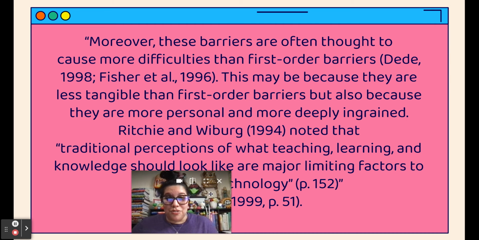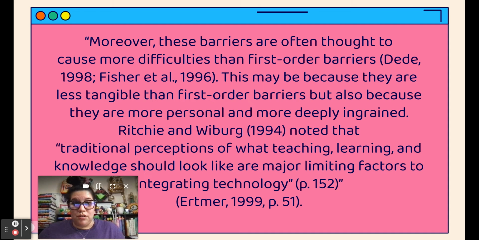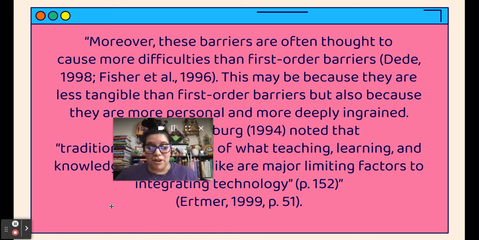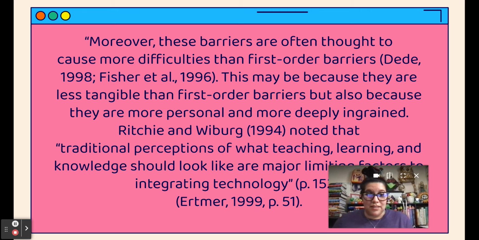So, I also thought it was important to include that these barriers often are thought to cause more difficulties than first order barriers. This may be because they are less tangible than first order barriers, but also because they are more personal and more deeply ingrained. Ritchie and Weberg noted that traditional perceptions of what teaching, learning, and knowledge should look like are major limiting factors to integrating technology. So, this is basically saying that older teachers, or teachers who don't want to start integrating technology, are saying, this isn't what school looked like when I was in school, this isn't how it's always been. Why do we need to change?